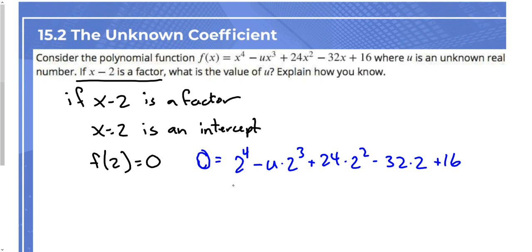Okay, this is 16 minus, now 2 to the third is 8, so that's 8u. Okay, now here, folks, I catch a lot of people doing 24 times 2 and then squaring it. Remember, exponent happens before multiplication. So the 2 gets squared, and this result gets multiplied by 24. 2 squared is 4. 4 times 24, 96. 32 times 2 is 64, plus 16.